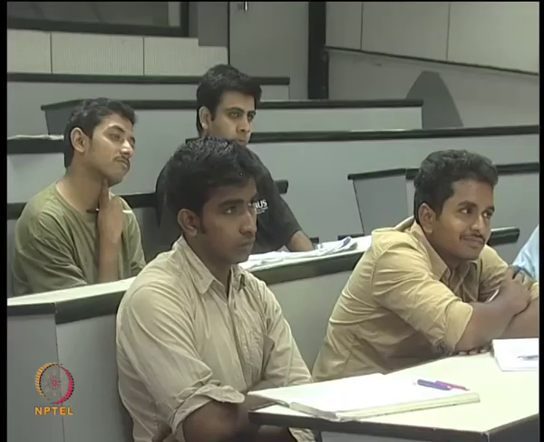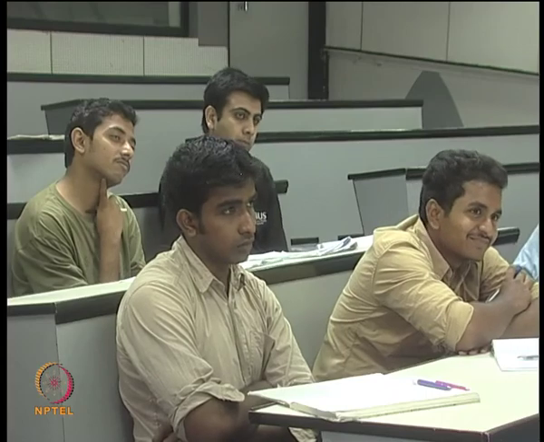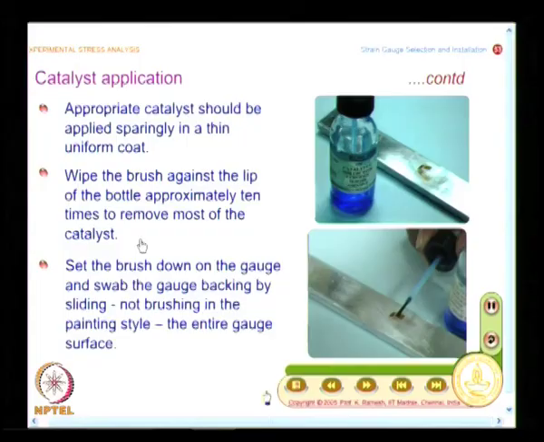Why 10 times? People have tried it many times and then standardized that as 10 times, because you need only a very small quantity of catalyst to be applied. Catalyst should be as small as possible, so you should not apply excessive catalyst. See, it may sometimes look ridiculous: approximately 10 times, why not 9 times, why not 8 times? You do not ask questions there, because you want your strain gauge installation to be as good as possible.